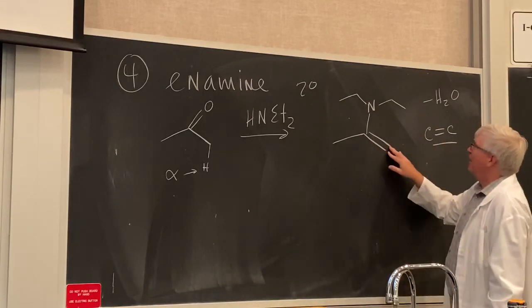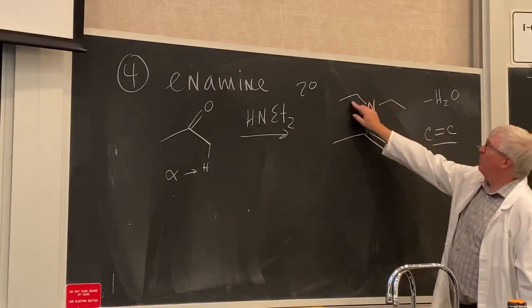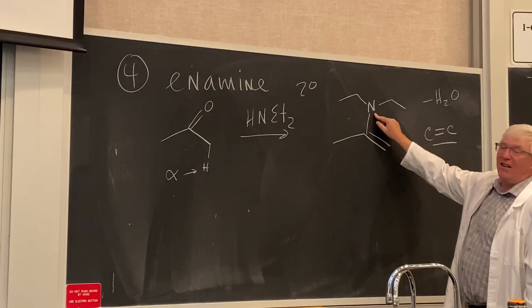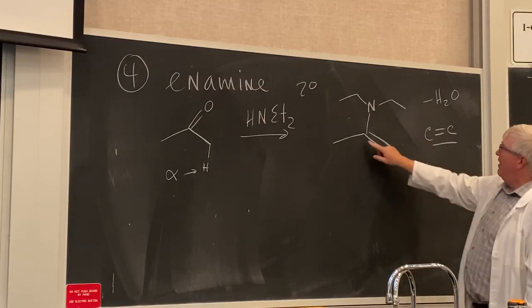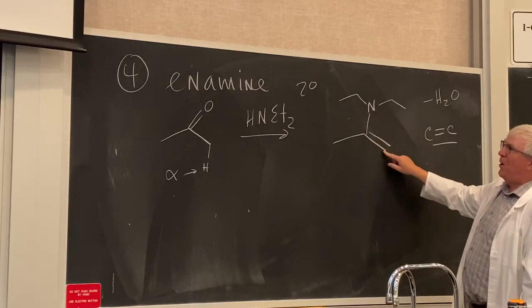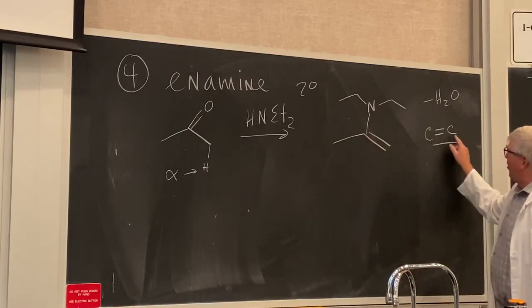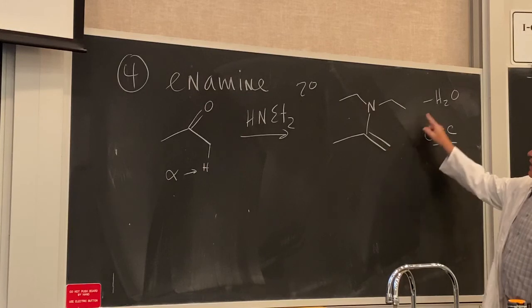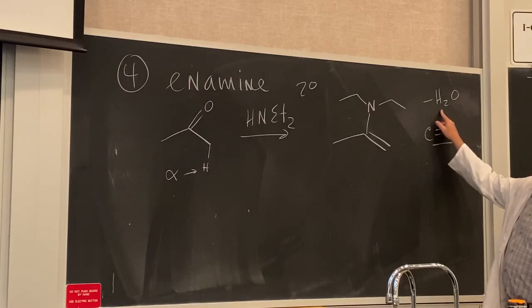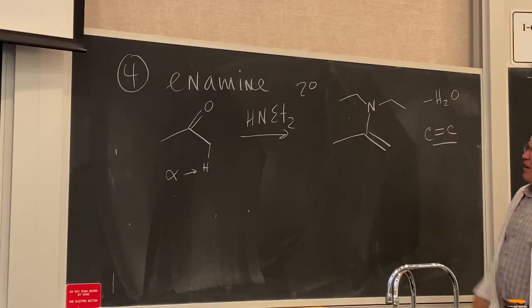And also the product is different. The 2 alkyl groups on the amine are still there on the enamine product now. And then the alkene, that's part of the name, the enamine, the "ene" refers to the alkene right here. It's a carbon-carbon double bond right there. And again, we'll lose water here. That's part of the driving force.